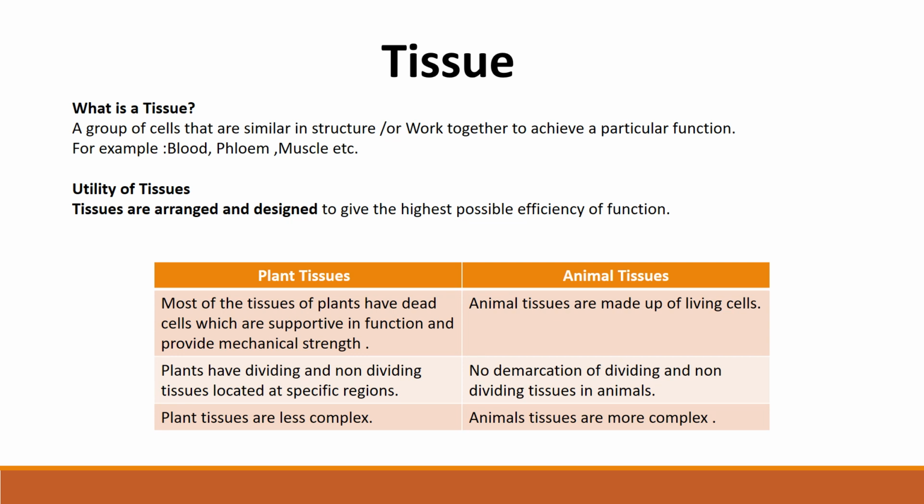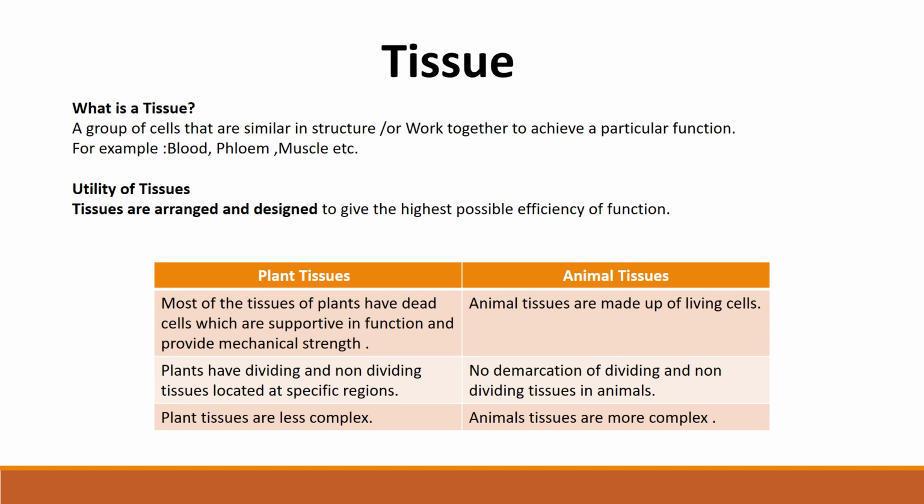Now, when we start with the cell, it is divided into two parts, plant cell and animal cell. Similarly, a group of plant cells will form a plant tissue and a group of animal cells will form an animal tissue. But in animal tissues, all the cells are living. In plant tissues, it is an exception, as plants have dead cells.